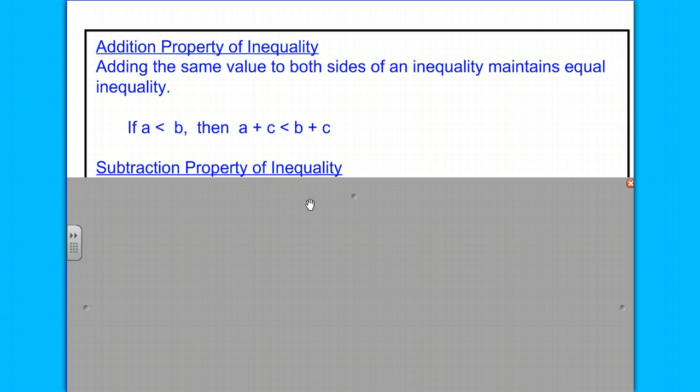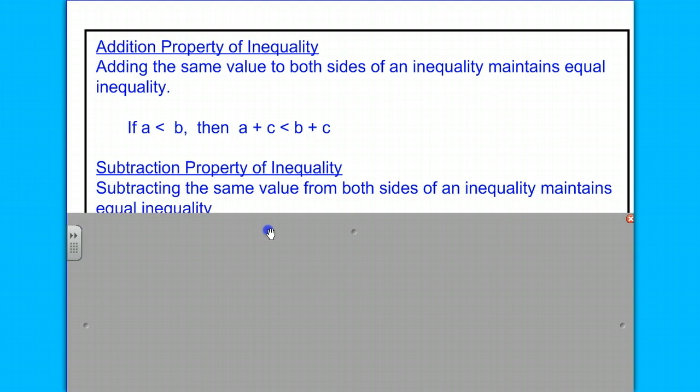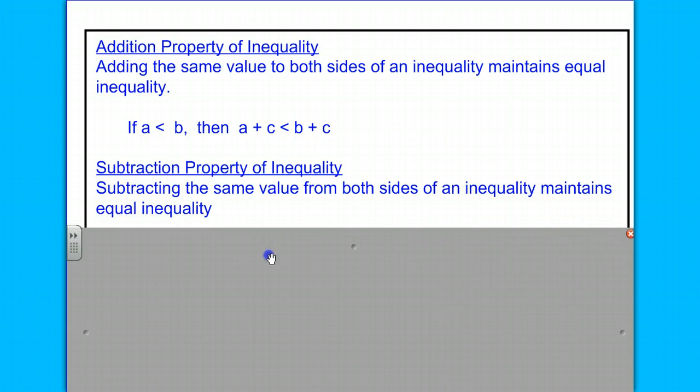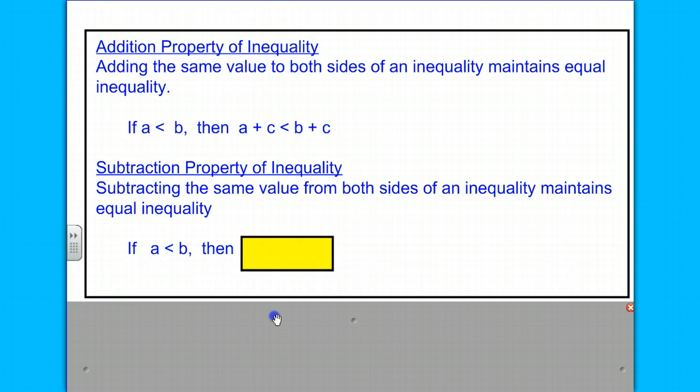The subtraction property of inequality must mean that we're doing what to both sides? We are subtracting, right? It's the same with equations, right? And so we would say if A is less than B, then who can finish this? Lexi. Still less than. Good job. So this is how we can show it in the form of a rule.